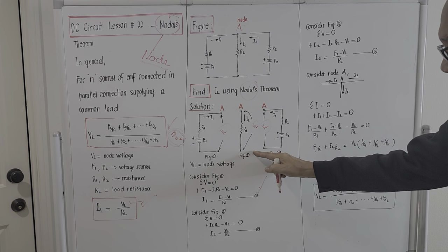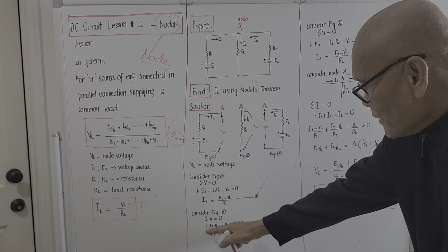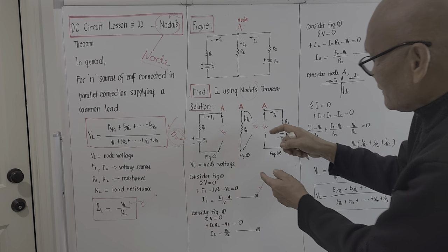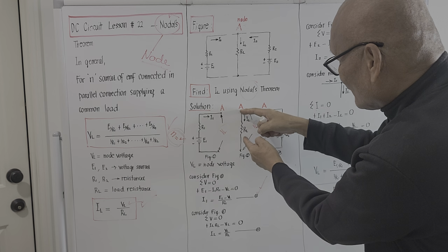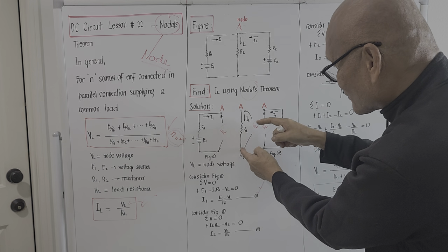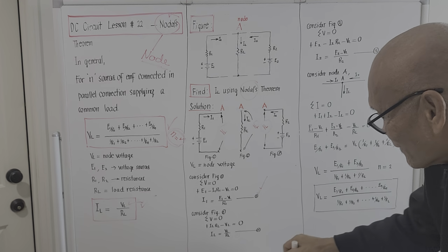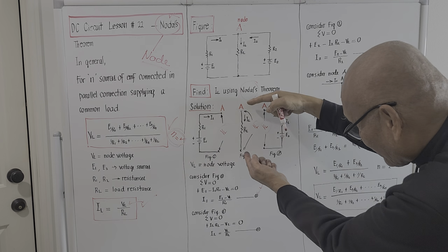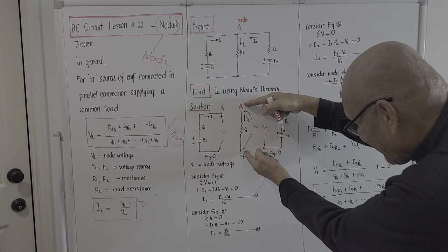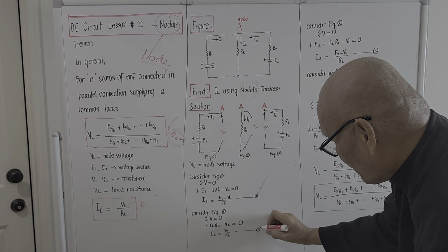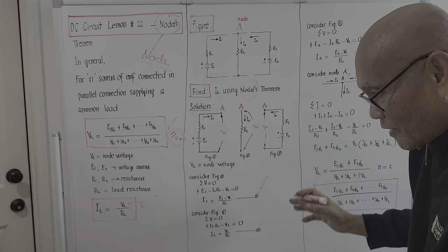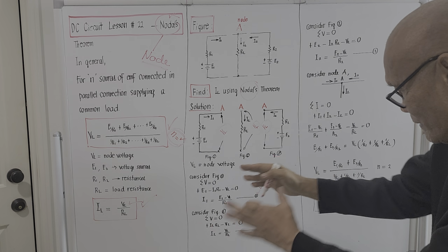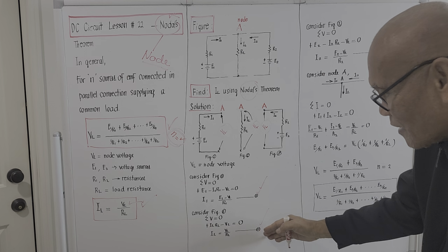Consider figure number 2. Plus I sub L R sub L minus V sub L equal to 0, or just simply the current passing here will be the voltage across this divided by R sub L. So we got equation number 2. I sub L, the current passing through R sub L will be the node voltage V sub L divided by R sub L. That will be equation number 2. That's the reason why I bring out this free body diagram so we could visualize when we derive the resulting equations.